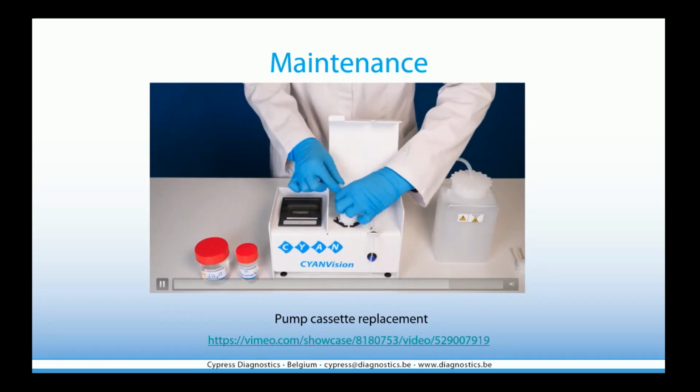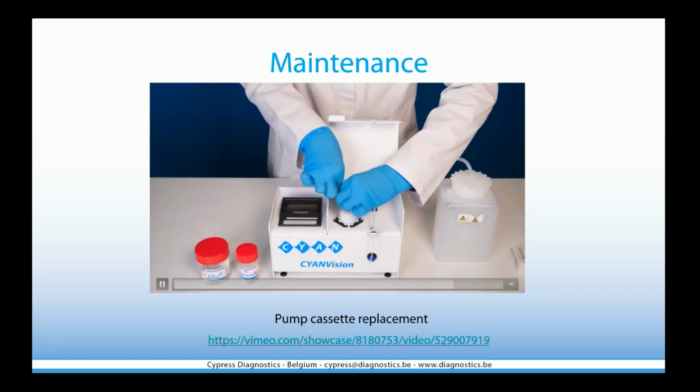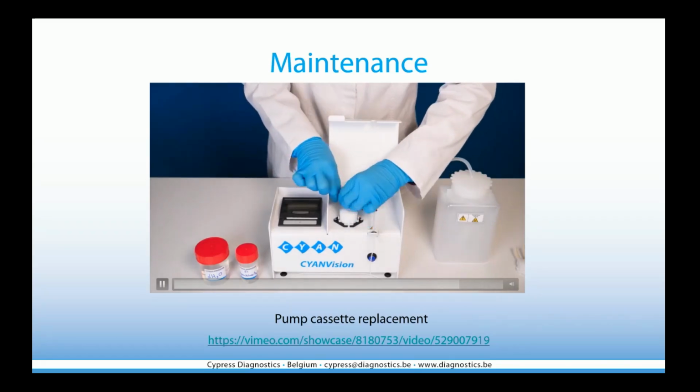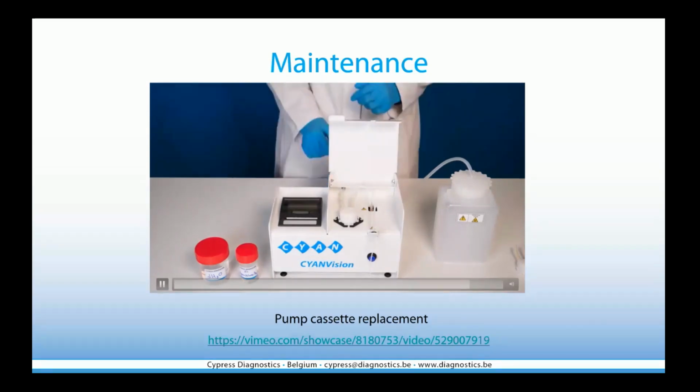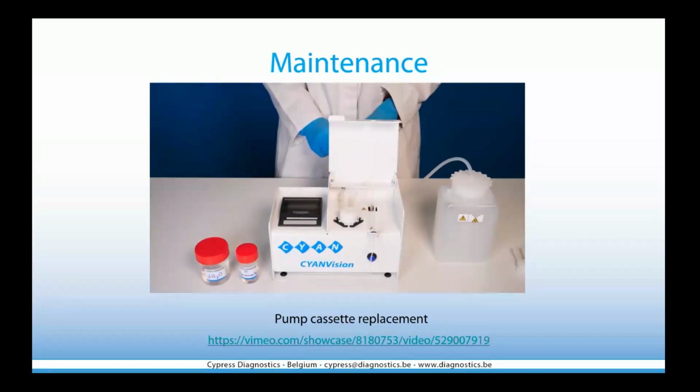Confirm the replacement of the pump cassette in the Maintenance Overview menu. After replacing the pump cassette, it is necessary to recalibrate the pump aspiration volume to ensure precise and accurate aspiration. Watch the specific steps in our weekly verification video.